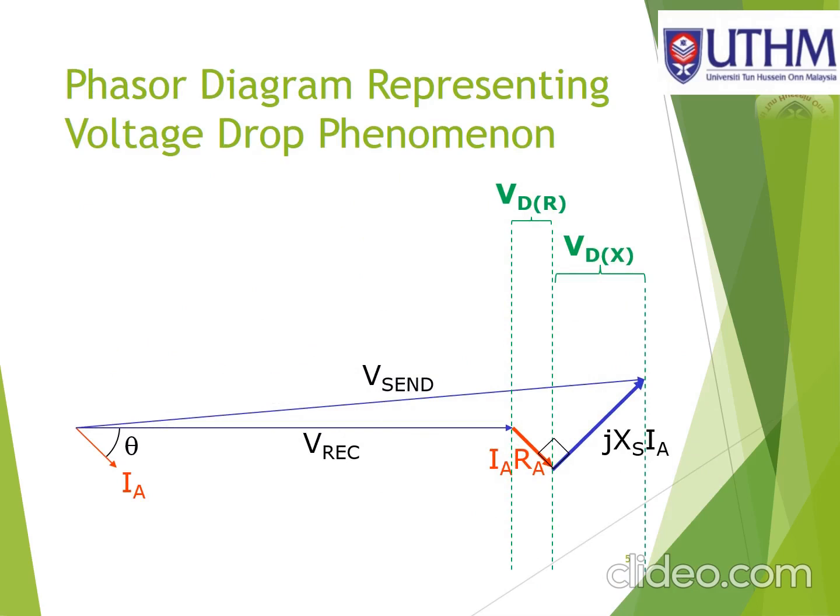This is the phasor diagram representing the voltage drop phenomenon. We can see here there is V sending, which is the supply from TNB, and this one is V receiving at the customer. And then we can see there is some voltage drop due to the resistance value, and also voltage drop due to the reactance value.